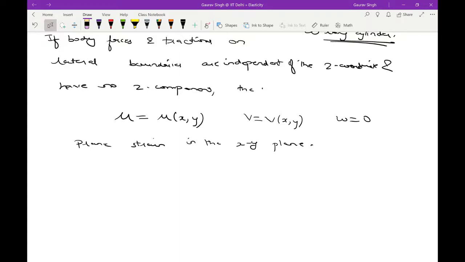Now let's write the strain displacement relations which we had derived earlier. That would be epsilon x equal to dou u by dou x, epsilon y equal to dou v by dou y. Okay, assuming there is no z component and it's independent of z, so you will not see a z anywhere.